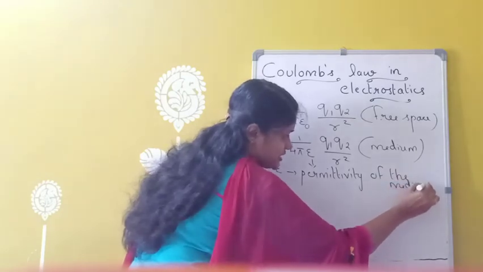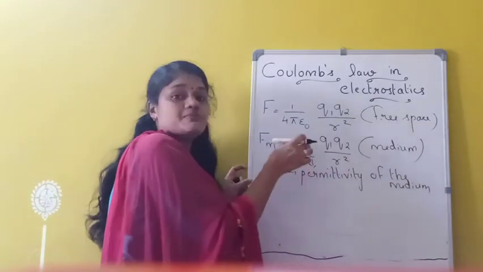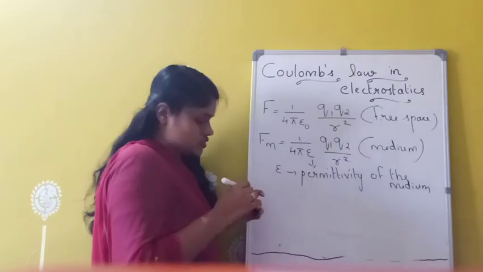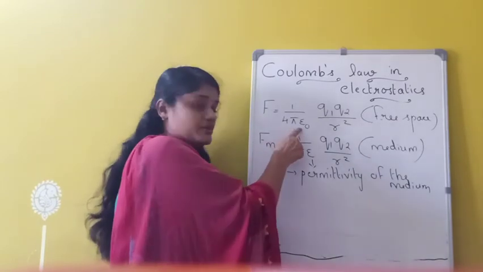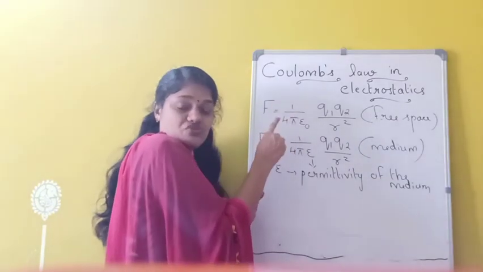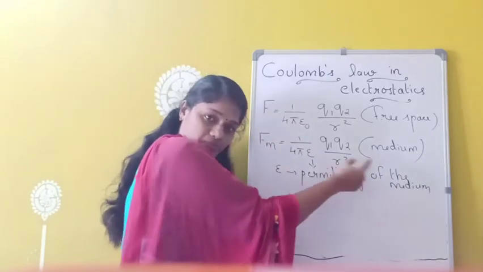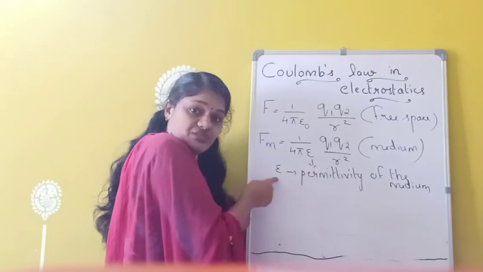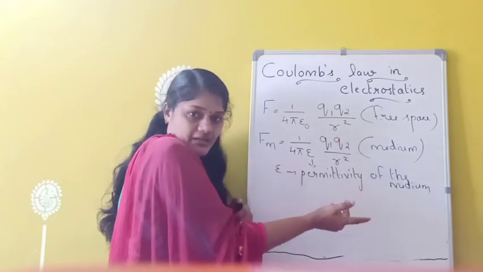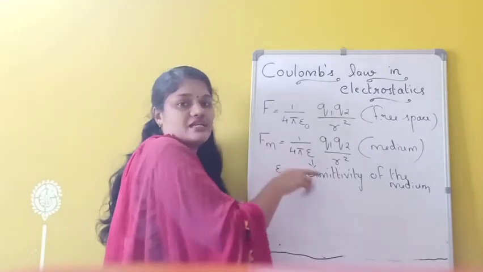So whichever medium we are taking, that medium's permittivity is taken as epsilon. I told you epsilon 0 is the permittivity of free space, that is the ability of vacuum to transmit electric field. So epsilon means permittivity of the medium, that means the ability of the medium, whichever medium we are taking, to transmit electric field.